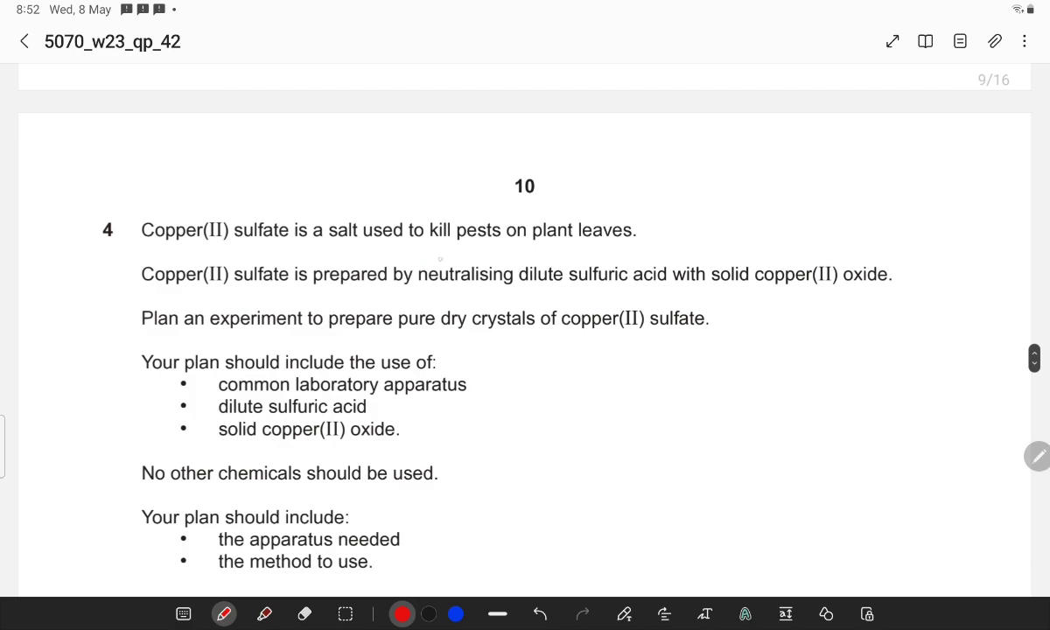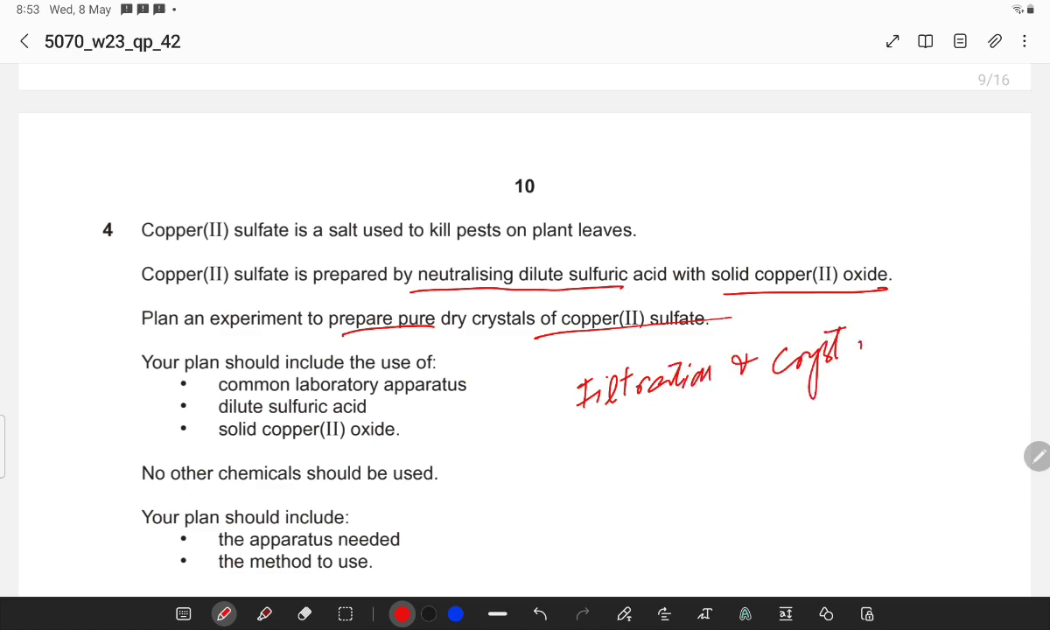Copper(II) sulfate is a salt used to kill pests on plant leaves. Copper(II) sulfate is prepared by neutralizing dilute sulfuric acid with copper(II) oxide. Plan an experiment to prepare pure dry crystals of copper(II) sulfate. So this is how filtration and crystallization is used. Your plan should include the use of common laboratory apparatus.